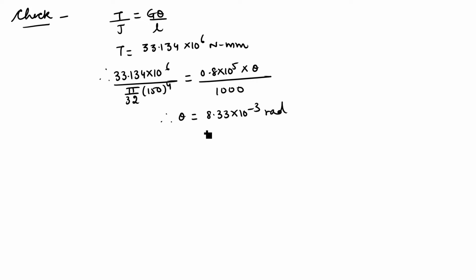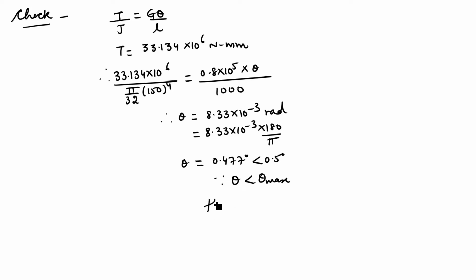This is in radians. Let's convert this into degree. 8.33 into 10 raised to minus 3 into 180 upon pi comes down to 0.477 degree. Now this is less than 0.5 degree. Since theta is less than the maximum theta value given, this value of T is safe. But I will not stop here. I will still do the second substitution and check if that value is safe or not. Obviously, out of the two, one will be definitely correct and we have already found the correct one, but still I'll go for the second substitution to prove it.